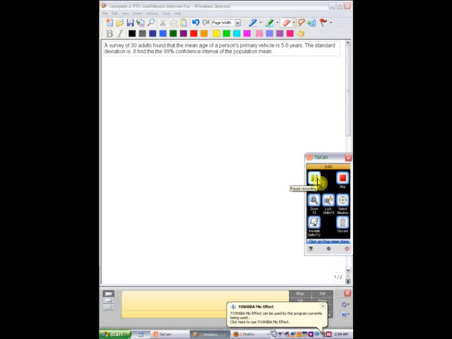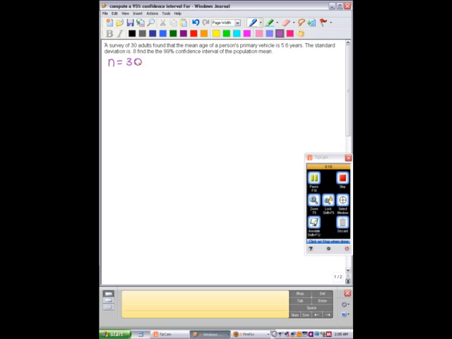Okay, here's another confidence interval problem, but this time we want a 99% confidence interval. Let's write what we have from the problem. We have a survey of 30 adults, that would be n equals 30, and it found that the mean age of a person's primary vehicle is 5.6 years. So the mean of the sample is 5.6. The standard deviation is 0.8.